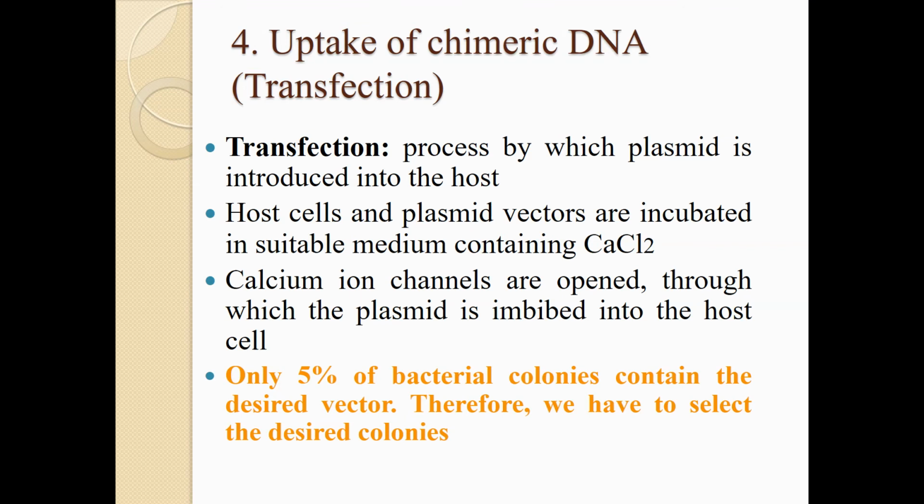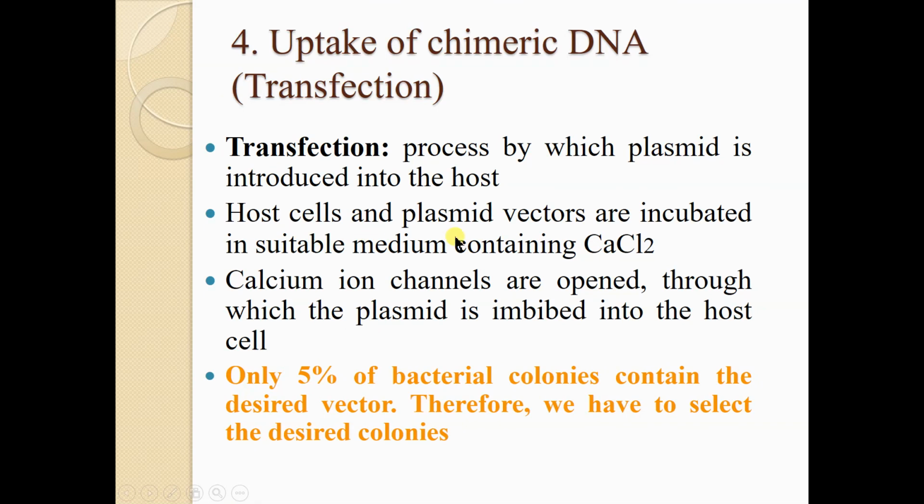And multiplication mostly we will do in prokaryotes, as prokaryotes have a faster growth rate than eukaryotes. So it will be easy to multiply this chimeric DNA along with the prokaryote. For that mechanism, we will transfer the chimeric DNA molecule by the process by which a plasmid which contains the chimeric DNA molecule, or hybrid DNA molecule, is introduced into the host bacterial cell. This process is known as transfection.